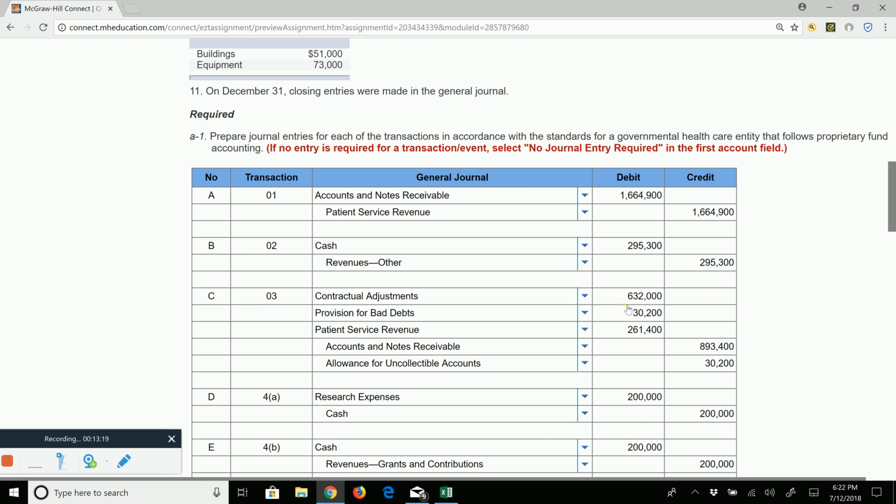Journal entry, first, debit contractual adjustments, that's the contra revenue. Debit your provision for bad debts, also a contra revenue. And we will reduce patient revenue directly. This would have been for the charity care that we should not have recorded revenue to begin with. We will credit the allowance for doubtful accounts for the $30,200, and the other $890,000 basically should have been written off. We shouldn't have recorded the charity care or the contractual write-offs as receivables to begin with. So that's a write-down of the receivable directly.